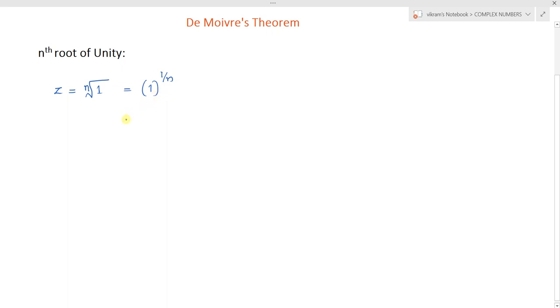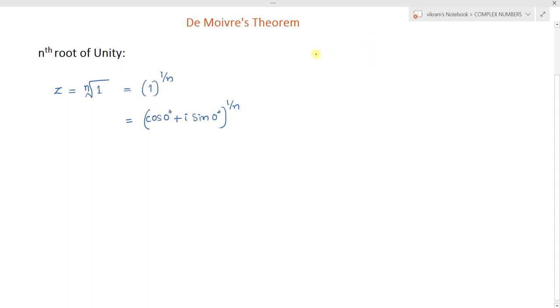We know that 1 can be written in polar form. Here z equals 1 is the complex number, and we are finding the nth root of that unity. 1 can be written as (cos 0 plus iota times sin 0) whole power 1 by n, and here the modulus is r equals 1 only.